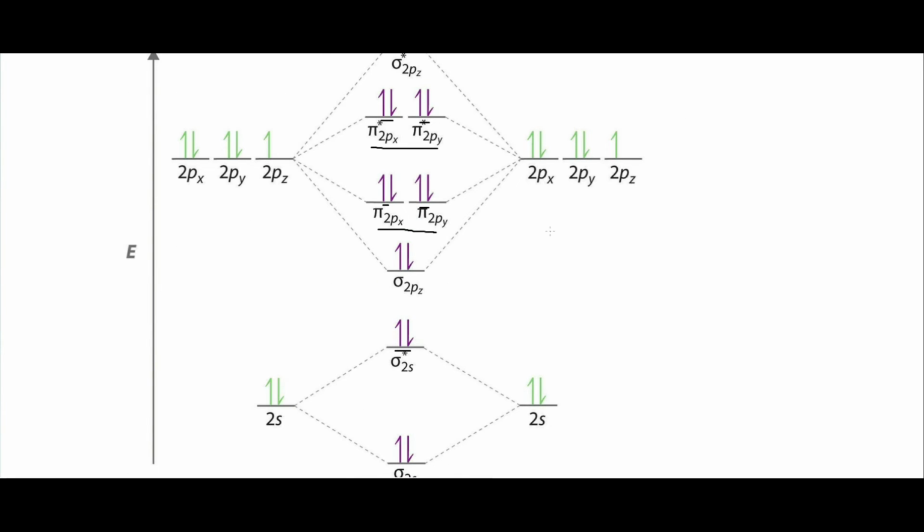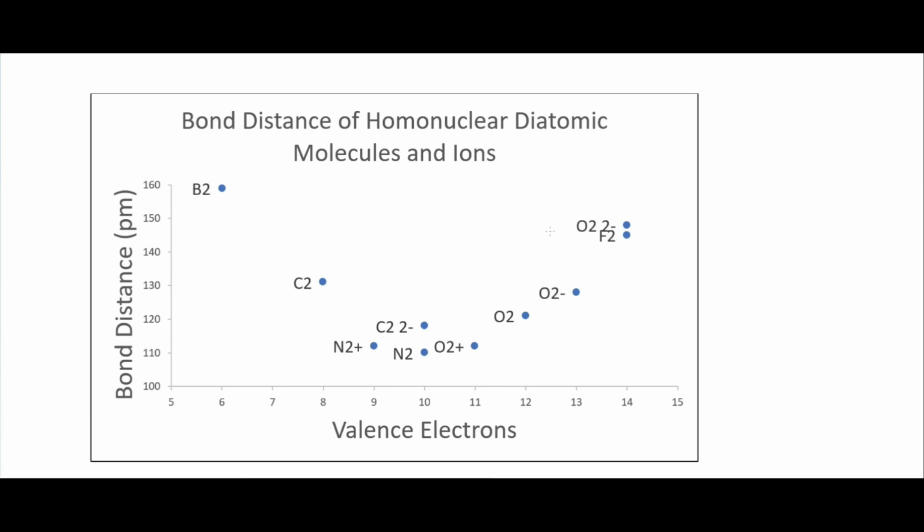So we can look at the bond distance of homonuclear diatomic molecules, and so we see that as we go down to the nitrogen, the bond distance becomes smaller and smaller. But then as we go up these oxygen species and then even up to F2, the bond distance becomes larger, and that's because we have these reduced bond orders. Because we're losing those triple bonds. The nitrogen has that triple bond, that bond order of 3, and so those kind of hold things tight to each other.